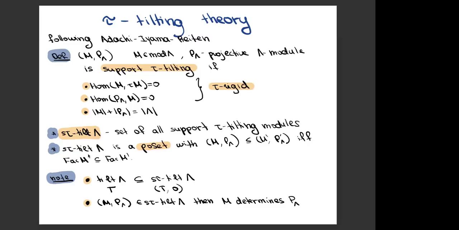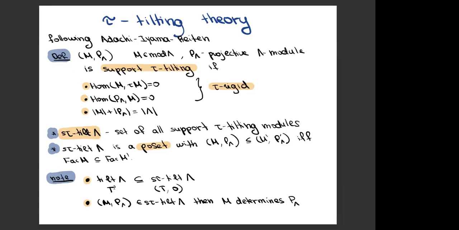And again, as before, this is a poset where one pair is less than or equal to the other pair if and only if you have this Fac condition: Fac of M is contained inside of Fac of M prime. So these projectives in the second spot do not contribute, so you don't really see them here. Only the first one matters. Okay, so two notes I want to make here. The first is that the tilting poset is naturally contained inside the support tau tilting poset. And how so?